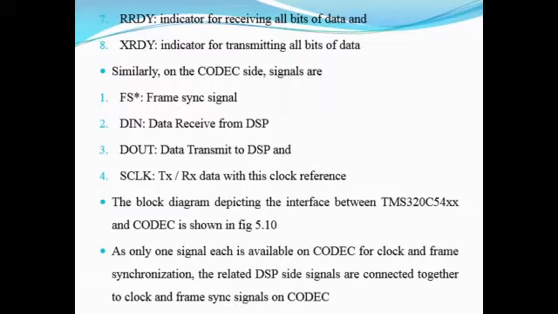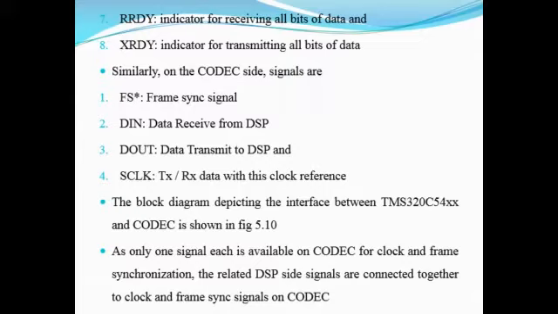Then XRDY is an indicator for transmitting all the bits of a data. So this is what we have in terms of the signals representing data transfer, data reception, clock synchronization, and indicators for receiving and transmitting the data. R represents the received data bits, and X represents the transmitted data bits, and these two signals act as indicators for receiving as well as transmitting the bits of a data.